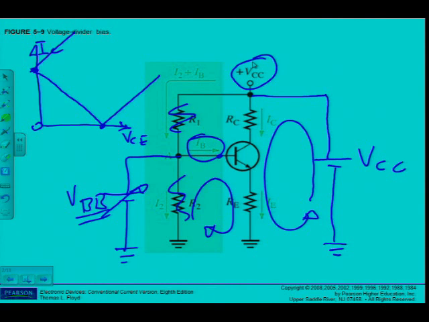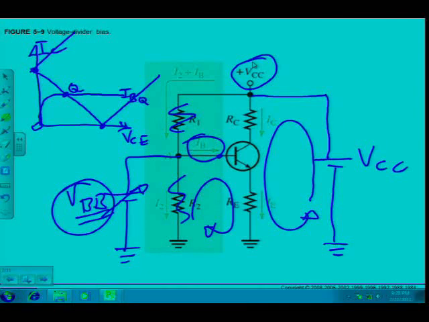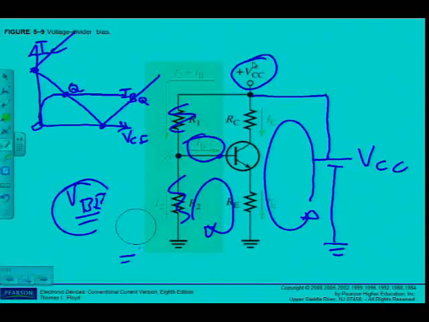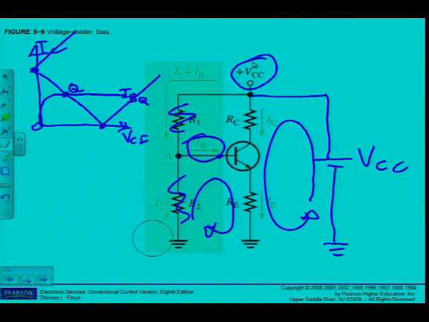Then we've seen by adjusting VBB, I could determine a certain IB, which I called IBQ because it determines my Q point. Remember, where it cuts my load line, that is the Q point. And we wanted it to be in the middle of the load line, or as close as I can get it. Anyway, to get back to the voltage divider bias.